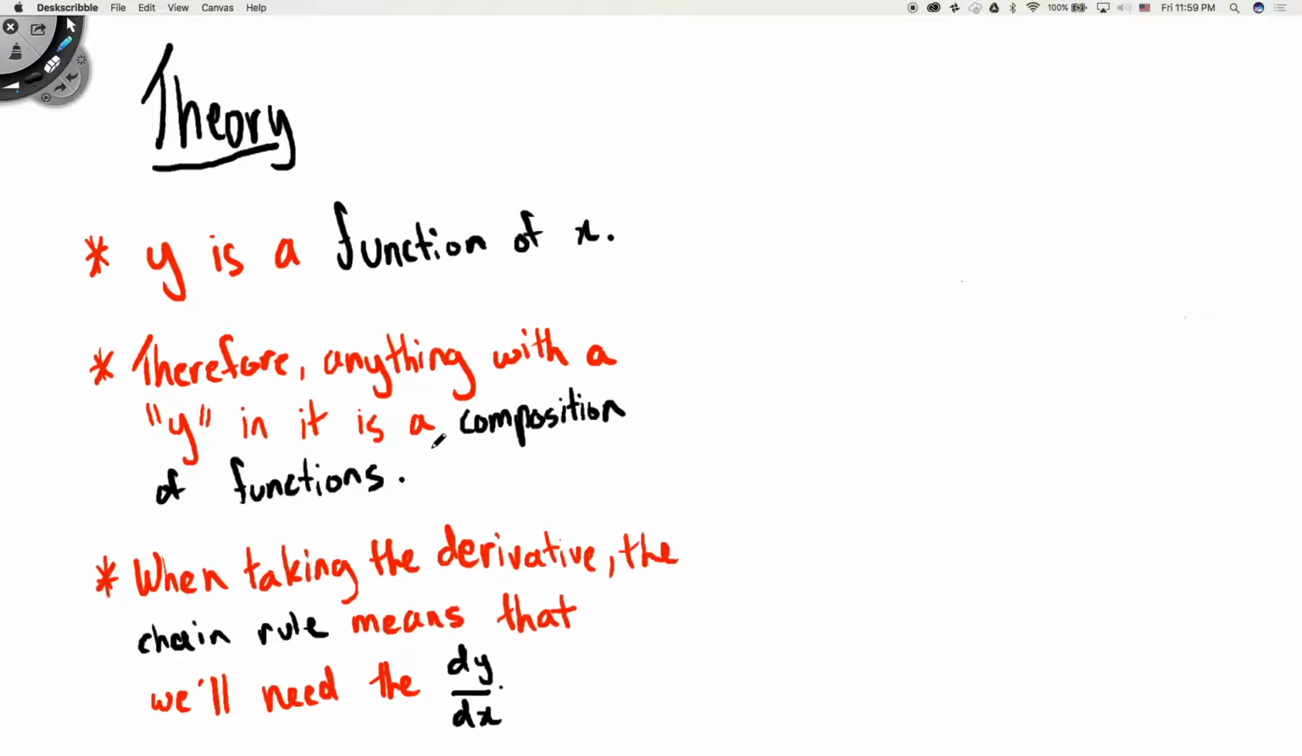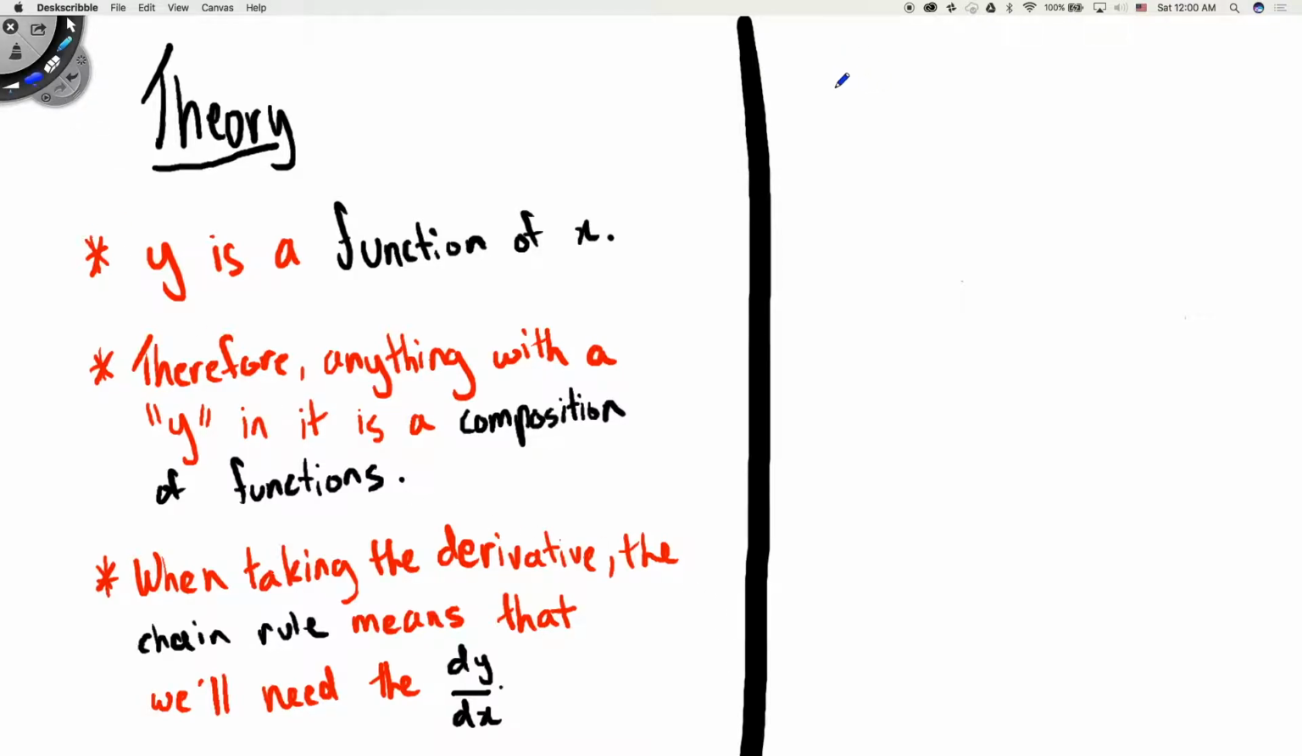Number three, therefore, when taking the derivative, the chain rule will come into play, meaning that we'll need the dy/dx. If you recall in the previous video, we take the derivative of the function just as we would normally and then tag on that dy/dx at the end. This is why we need that dy/dx: we're thinking of y as a function of x, which means you're going to have a composition of functions, and therefore you'll need that dy/dx as part of the chain rule. Now, I may have lost you a little bit here in all the words, so let's go ahead and do this with a quick example.